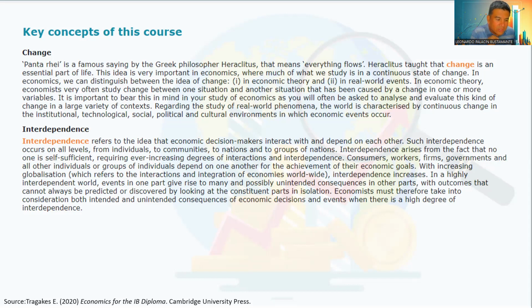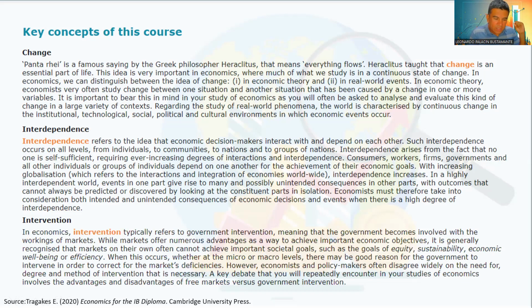So in a highly interdependent world, events in one part give rise to many and possibly unintended consequences in other parts. So take the case of the financial collapse in 2008. What happened after this financial crisis? Many more countries were affected all around the world. This is an example of interdependence. It happens in the financial world. It happens in different aspects of our lives. So economists take into consideration unintended consequences as well as intended consequences of economic decisions, because these decisions impact societies.